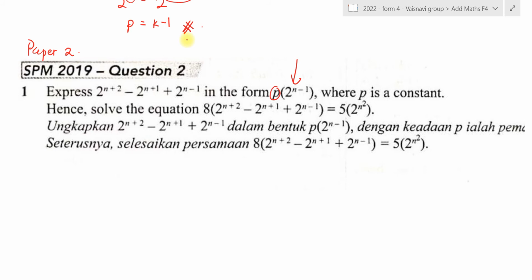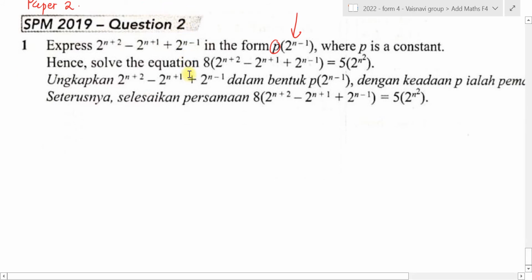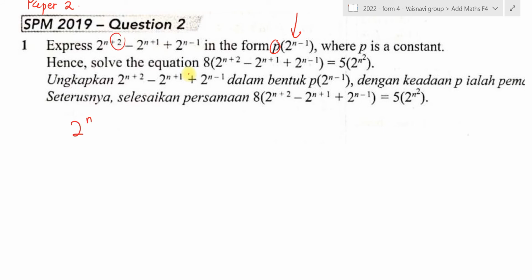First the equation, right? Whenever you have a plus and a minus, you can always break down the indices using your law of indices. Okay, how to do that? See 2 power n plus 2, that means you times with 2 power 2. You times, that's why the power plus. Minus 2 power n plus 1, another plus, so times with 2 power 1.